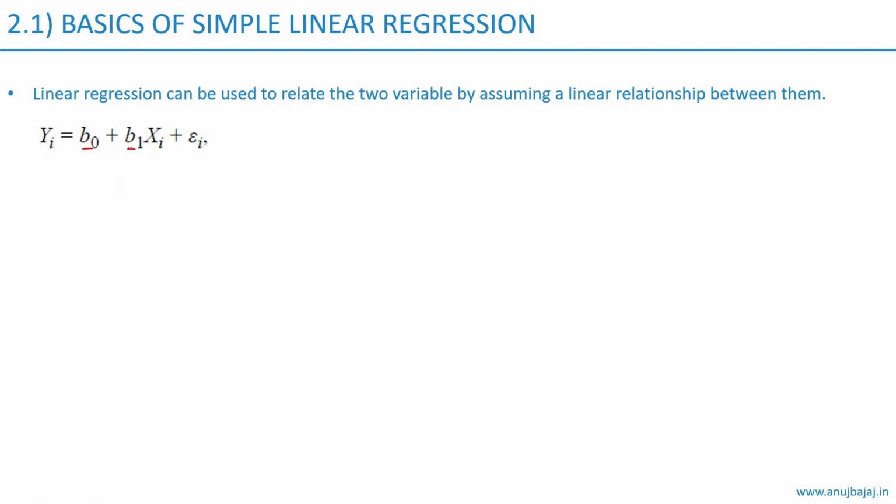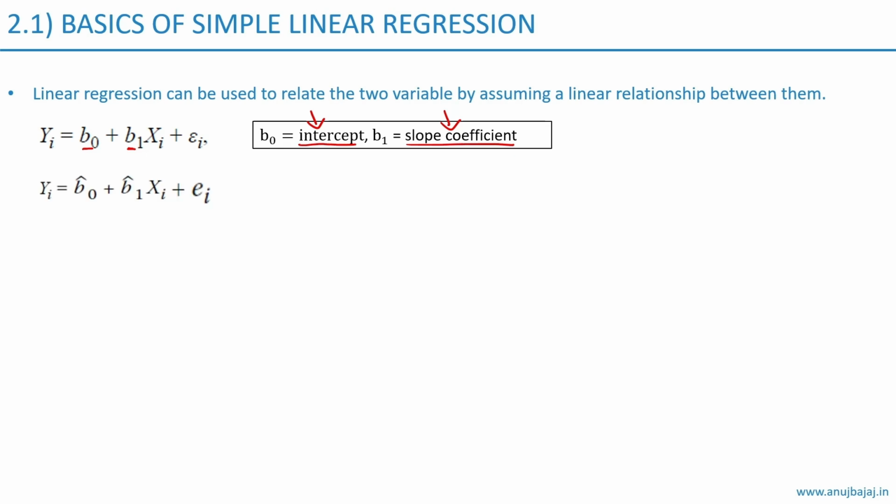B0 and B1 are referred to as the regression coefficients. These are calculated based on the population data. B0 is referred to as the intercept and B1 is referred to as the slope coefficient. But we know that it is not possible to collect and analyze the population data. That's why it becomes difficult to compute the intercept and the slope coefficient based on the population data.